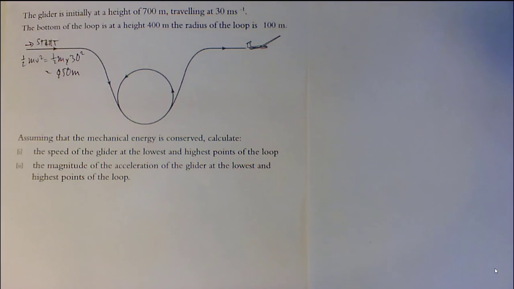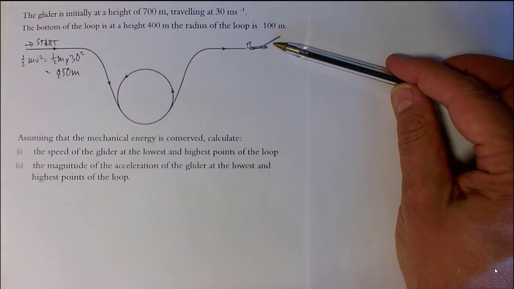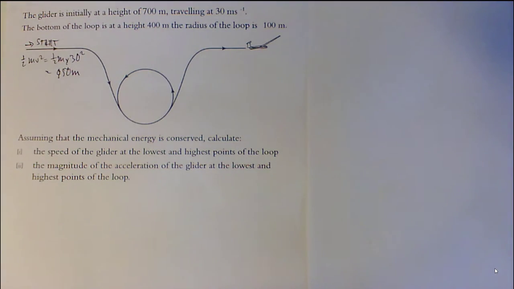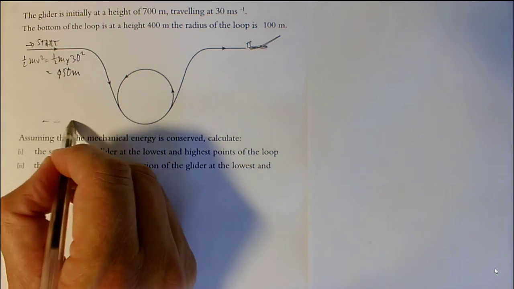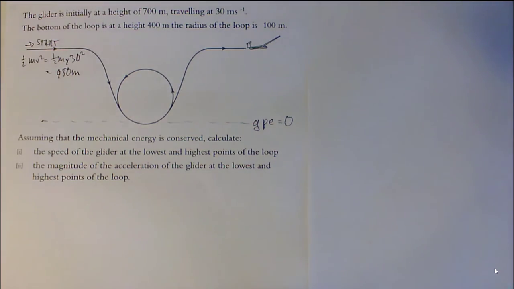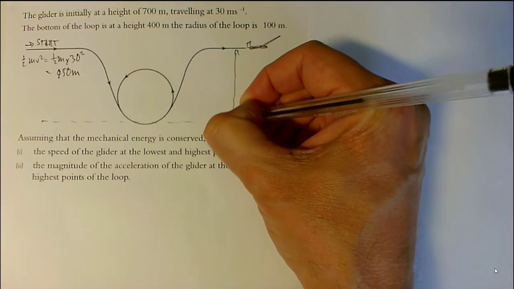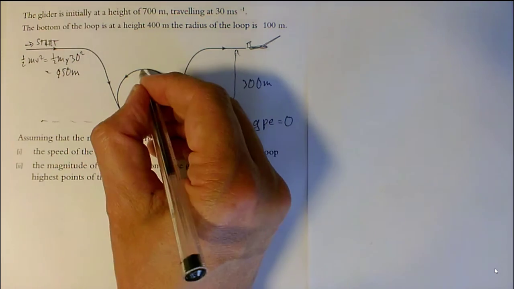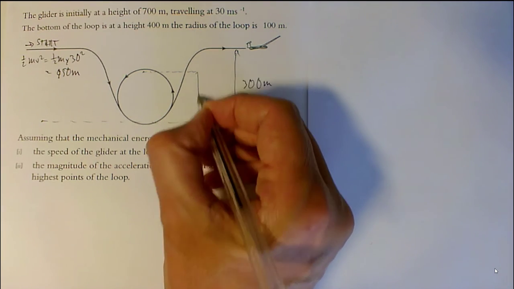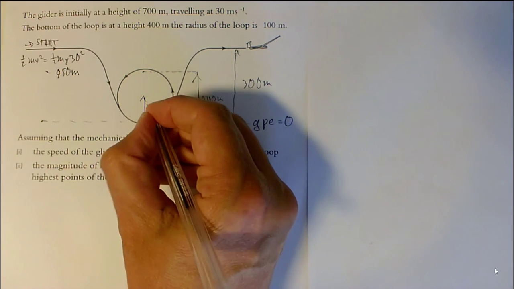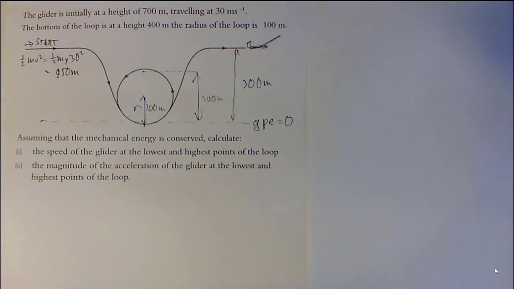Now, according to the question, the glider is at 700 meters altitude here and 400 here. You can use those figures, but I'm going to cheat slightly in order to make the arithmetic easier. So I am going to call this level here GPE 0. Therefore, its maximum height here is 300 meters, and at the top of the loop, it is going to be at 200 meters, because, of course, the radius of the loop is 100 meters. That will just make the working I do for these two parts a bit simpler.